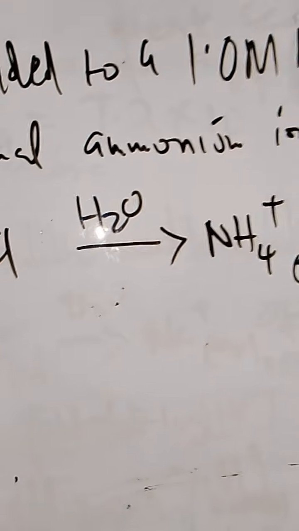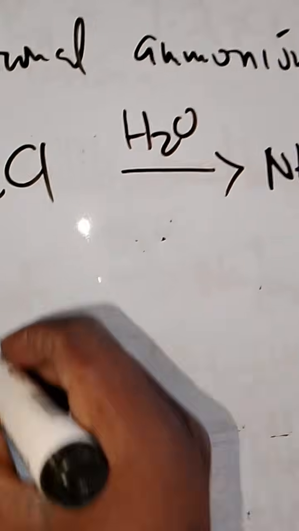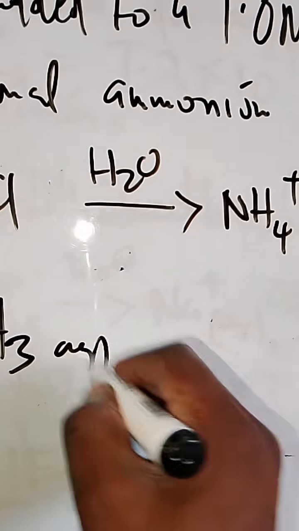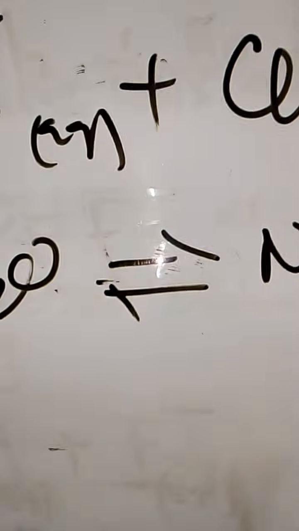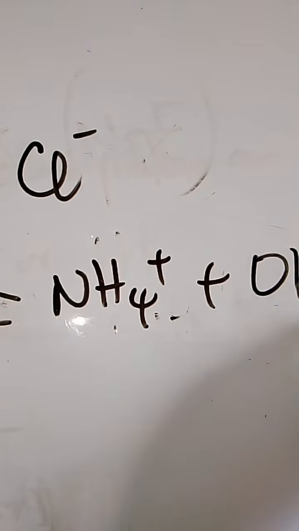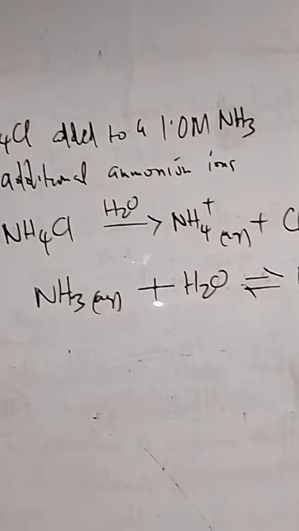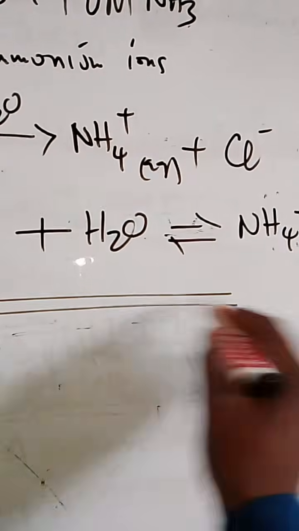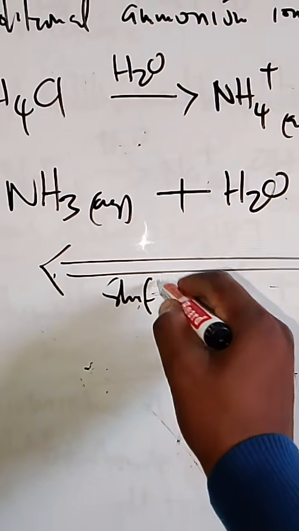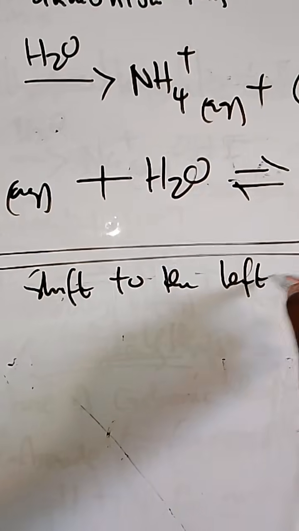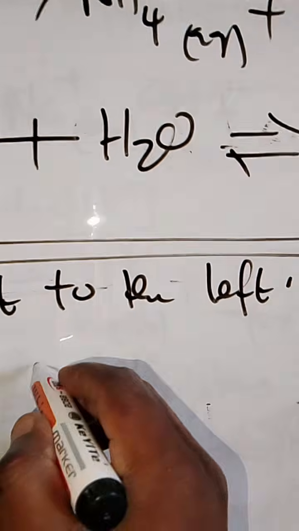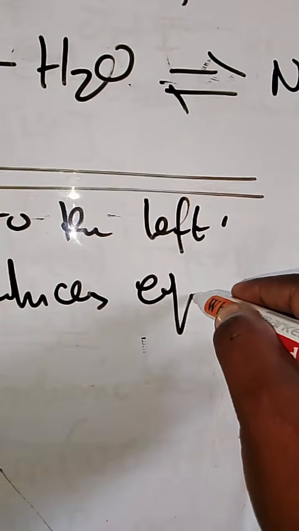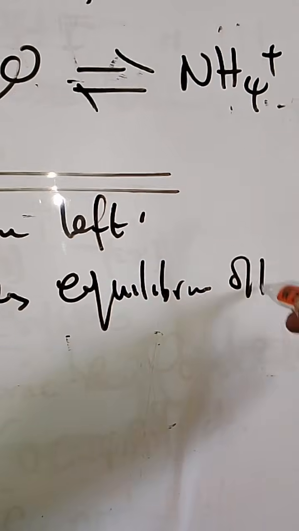Okay, and this causes the position of the ammonia water equilibrium to shift to the left. Okay, so ammonia plus water will give us ammonium ion plus hydroxide ion. So in this case, the equilibrium shifts to the left. This reduces the equilibrium concentration of hydroxide ions.